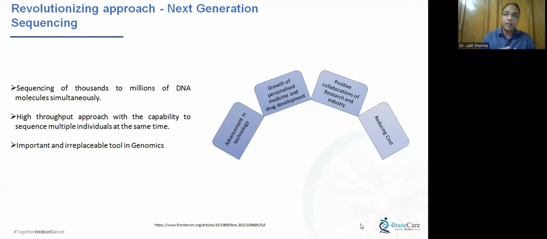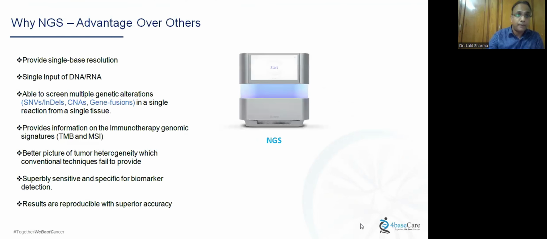We have had an idea of what we are trying to do, but to implement that, next generation sequencing is the tool which gives us sequencing of thousands to millions of DNA molecules simultaneously. It also helps in a high throughput approach with the capability to sequence multiple individuals at the same time, which has helped us in improving turnaround times and costs also. NGS is an important and irreplaceable tool currently in genomics.